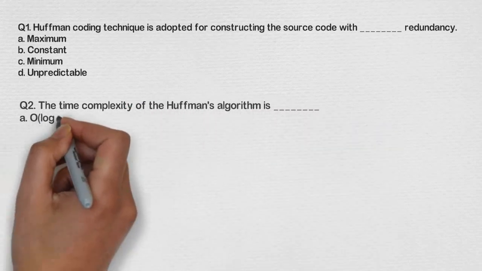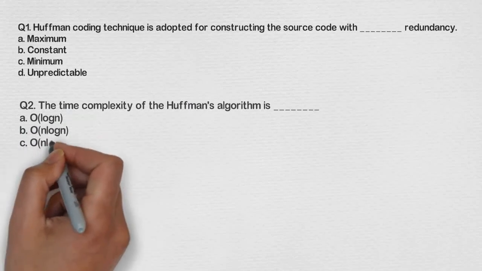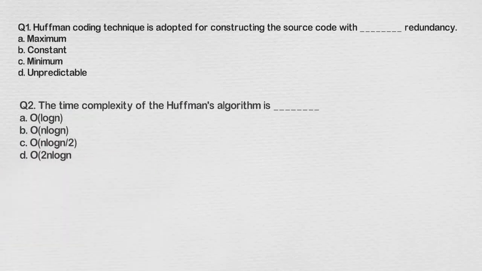Next question. The time complexity of Huffman's algorithm is what? Option A, big O of log n. Option B, big O of n log n. C, big O of n log n by 2. Option D, big O of 2n log n.